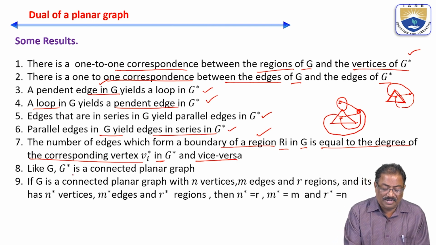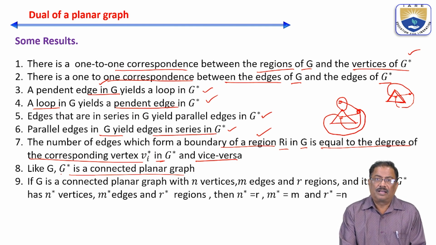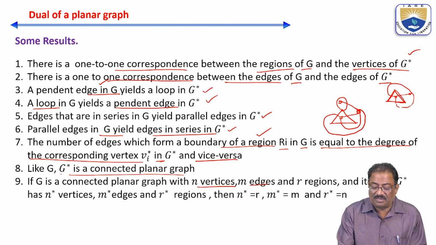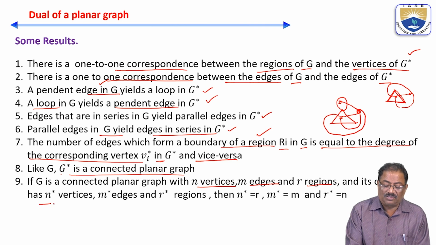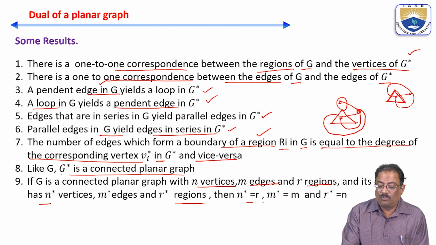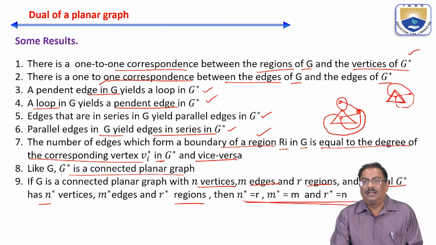And G and G star are connected. G is a connected planar graph. Obviously, G star is also a connected planar graph. If G is a connected planar graph with n vertices, m edges, and r regions, then its dual is also considered with n star vertices, m star edges, and r star regions.